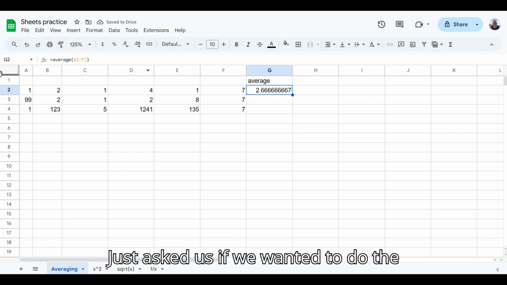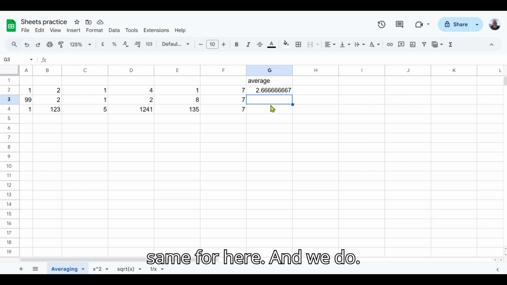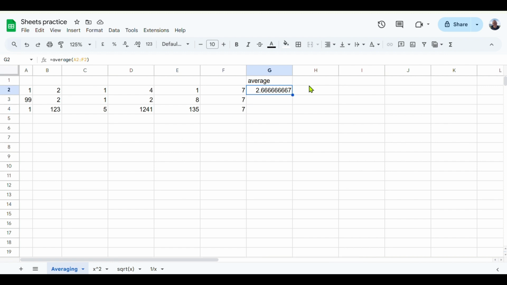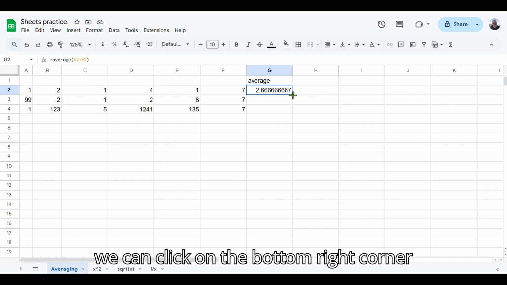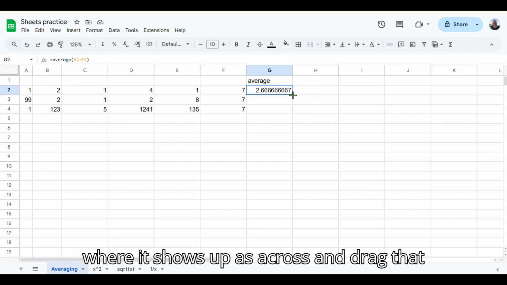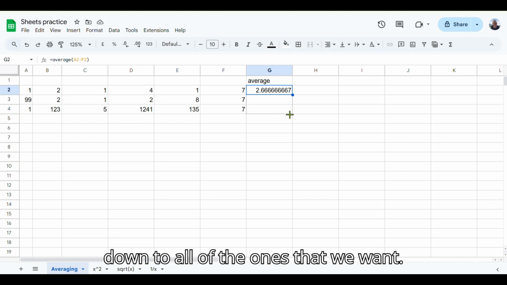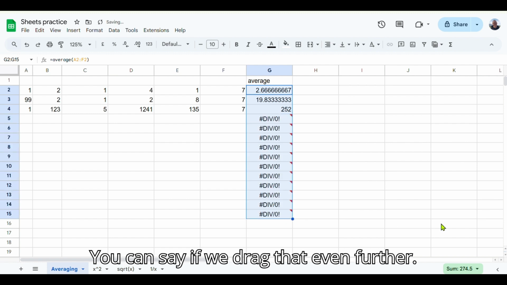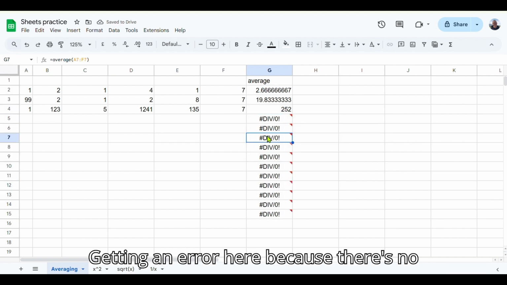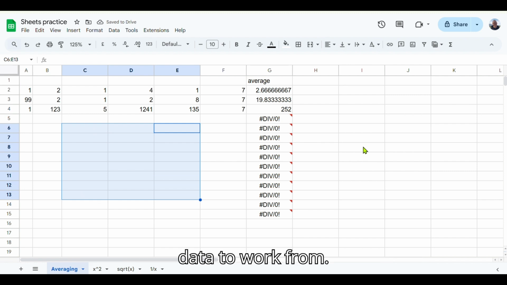Now it just asked us if we wanted to do the same for here, and we do. If that suggestion has gone away, we can click on the bottom right corner where it shows up as a cross and drag that down to all of the ones that we want. You can see if we drag that even further, it's getting an error here because there's no data to work from.